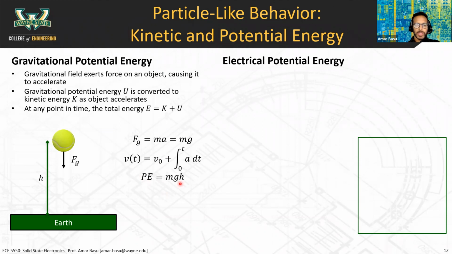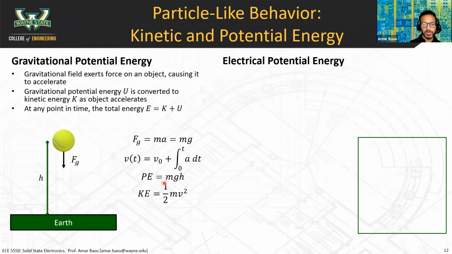The way we define gravitational potential energy is mgh, the mass of the object times the gravitational acceleration times the height. So from this, you can see that this is dependent on height. The higher we hold the ball up, the more gravitational potential energy it has. And as the ball moves towards the Earth, it's starting to lose that gravitational potential energy. So as the ball falls, gravitational potential energy goes down, kinetic energy goes up.